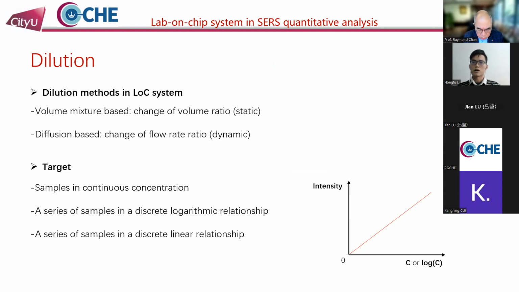And the latter one functions with the change of the flow rate in the laminar flow condition and adjustments like the hydrodynamic resistance to change the dilution factor. And in our case, our target will be achieving the sample pre-dilution in either continuous or more intensive discrete conditions. And also, studies have shown that the responding curve between the intensity and the sample concentration could be either linear or logarithmic. So the compatibility should also be taken into consideration.